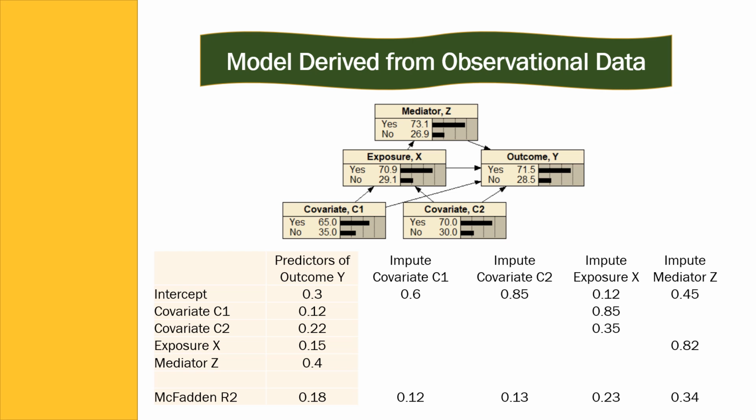This model is based on a number of regressions, and we are showing it here as a network model. The main regression is the regression predicting the value of Y. And this regression depends on all four variables, C1, C2, exposure X, and mediator Z.